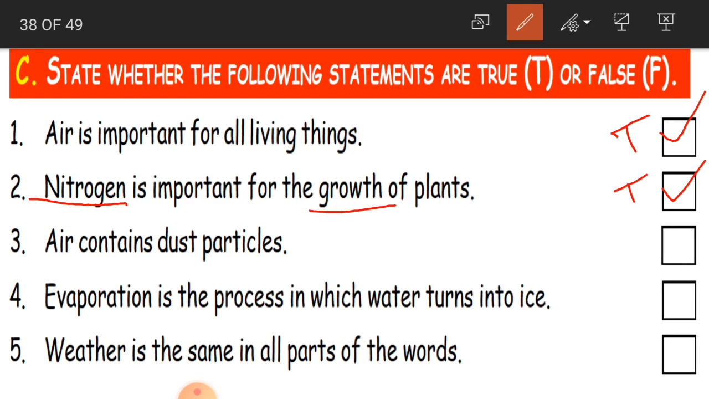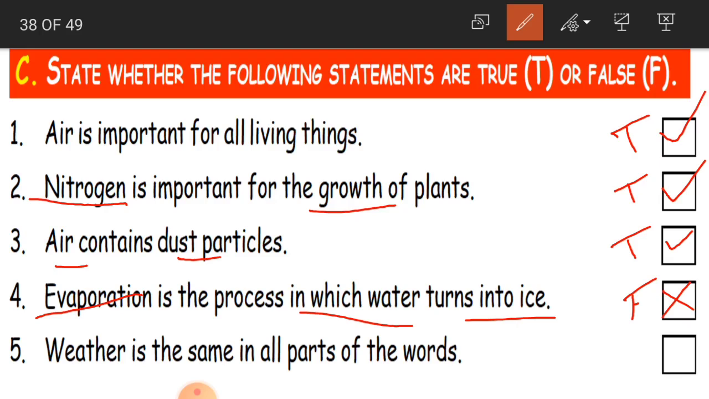Okay. And air contains dust particles. Third one, air contains dust particles. Is it true? Yes, this is also true. Okay. And the fourth one is evaporation is the process in which water turns into ice. This is false. This is a false statement, children.